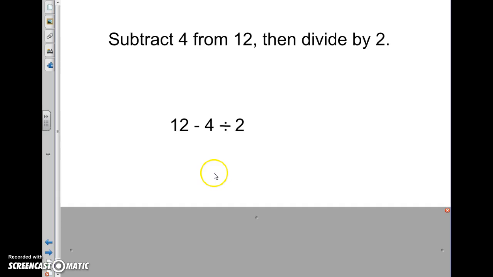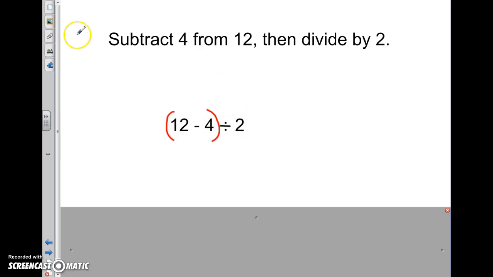So what would we have to do to make this expression more closely represent this calculation? We would have to put parentheses again around 12 minus 4, because what's the first step? Subtract 4 from 12, which means I have to put the parentheses around 12 and 4, because otherwise division would have come before subtraction, right? So I would end up dividing 4 by 2 first, and then subtracting that from the 12. But I want to subtract 4 from 12 first, and then divide by 2.